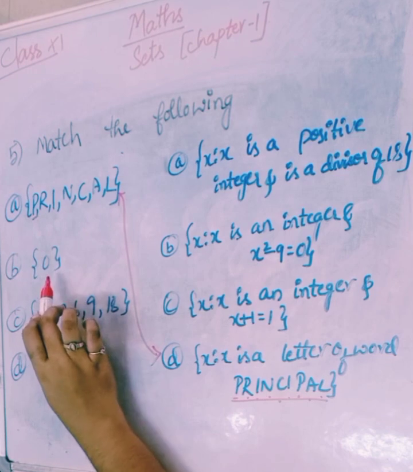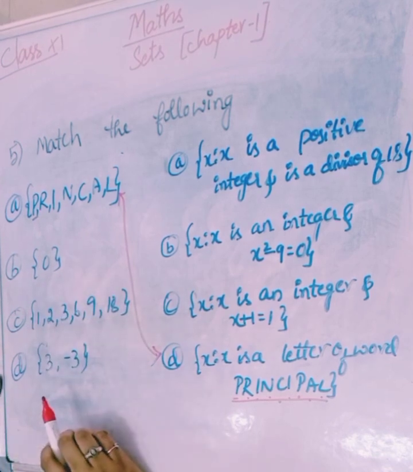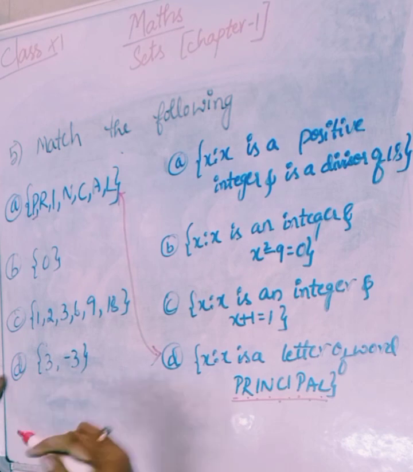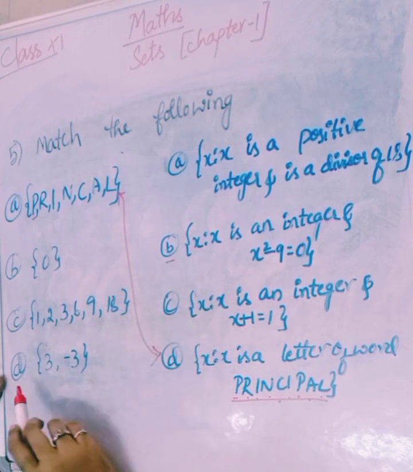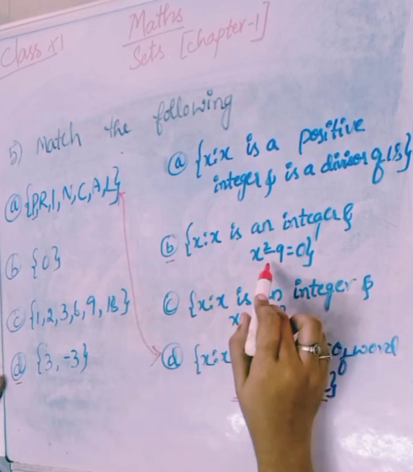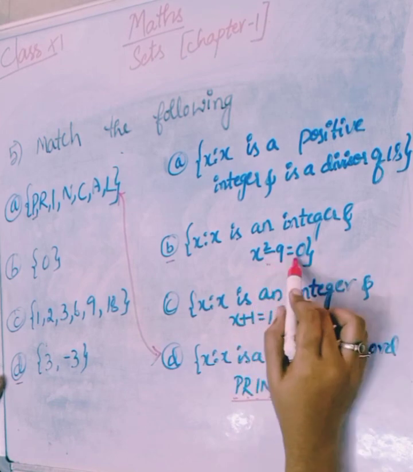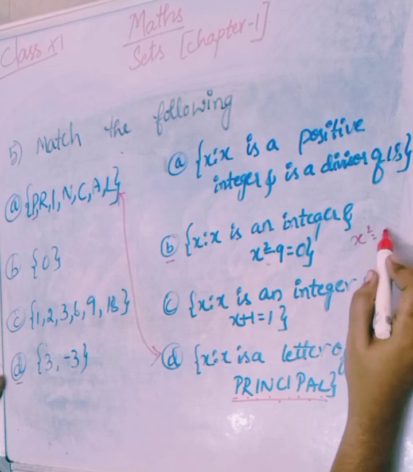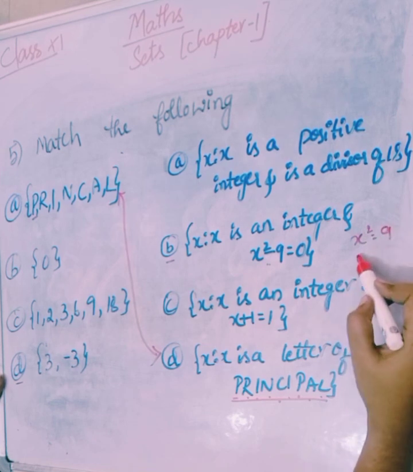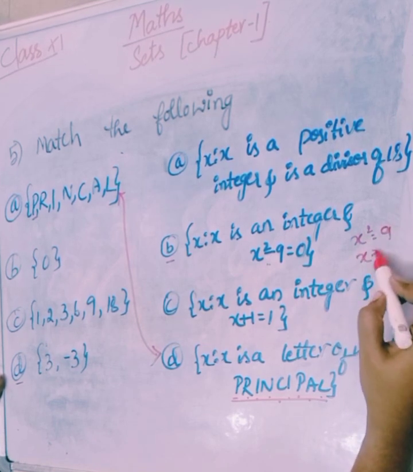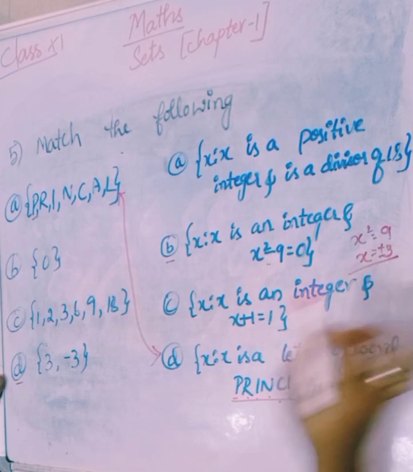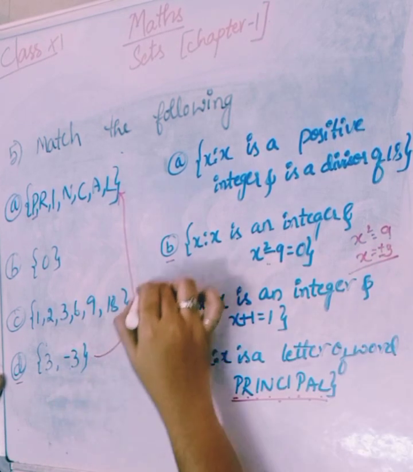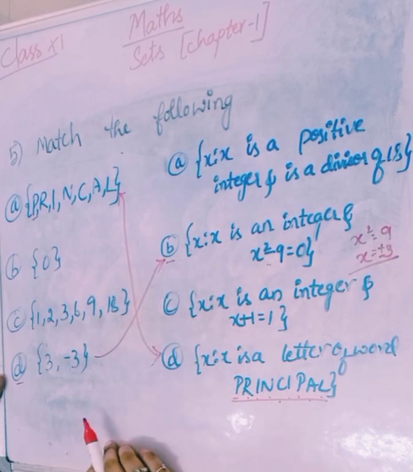Next one we have 0. For 0, which one will it come for? Before that, we will solve another easier one. You can see here question number B and question number D. What is question number B? x square minus 9 is equal to 0. So x square minus 9 means x square is equal to 9. What is the square root of 9? It's plus or minus 3. So what answer will we get? x is equal to plus or minus 3. Therefore option D and B.